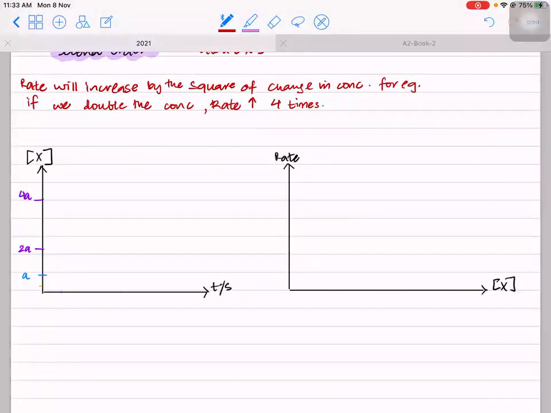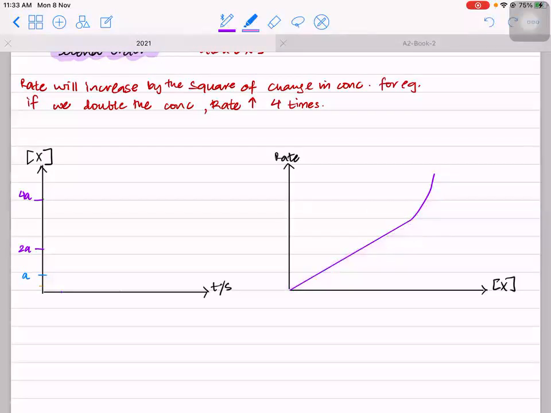Let's see the rate concentration graph and the concentration time graph. Let me make the rate concentration graph first. The rate concentration graph will be an increase with an upward sloping gradient, or a positive gradient. So this right here is the rate concentration graph. It's like this, an increase and then a positive gradient.